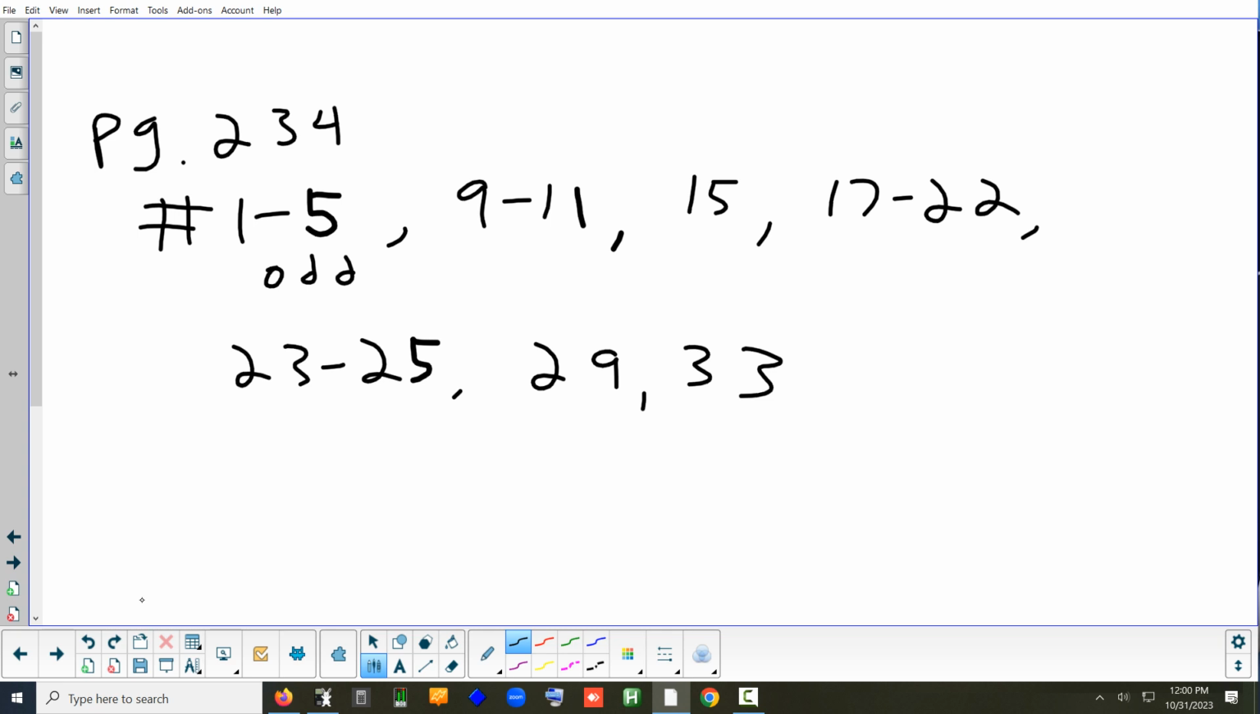All right, let me adjust the homework. I've got to fix it real quick. Okay, so I changed a few questions. Just took a few out. So 1 through 5, odd. Okay, 9 through 11, that's all. 15, 19 to 22 is all. And then 23, 25, 29, and 30.